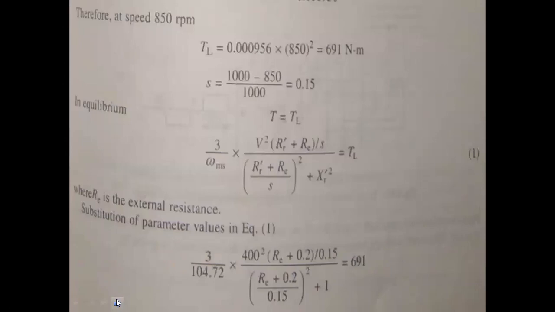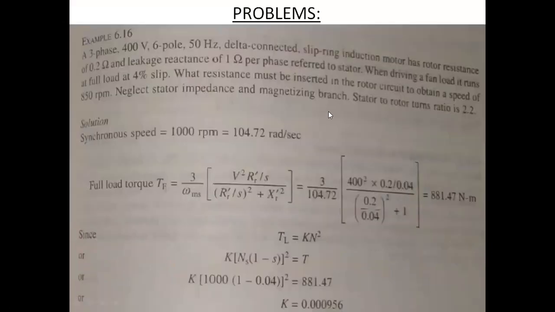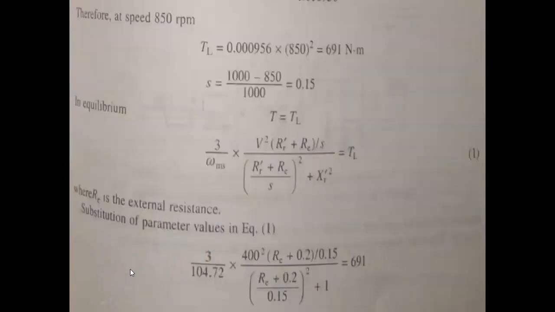Next, see here, we have to calculate what resistance must be inserted in the rotor circuit to obtain a speed of 850 rpm. So instead of 1000 rpm, we have to reduce the speed to 850 rpm. What resistance should be inserted in the circuit so that this added load reduces the speed from 1000 to 850 rpm? What is the value of that resistance we have to add?